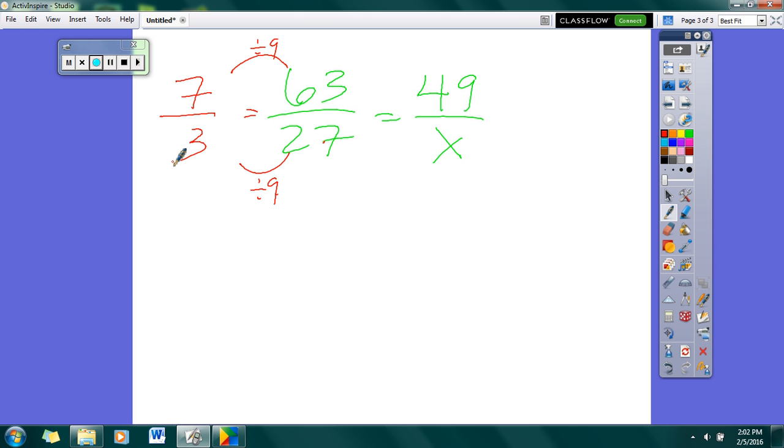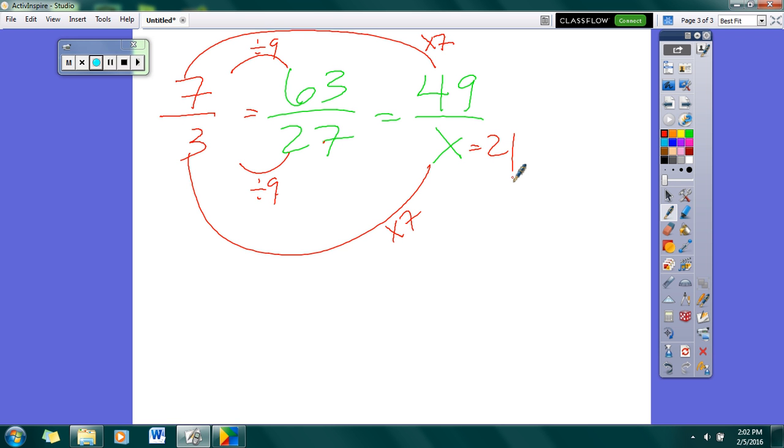Now, since I'm in simplest form, I can go to any ratio. So I ask myself, how do I get from 7 to 49? And I get there by multiplying by 7. So I need to multiply 3 by 7, and x is going to equal 21.